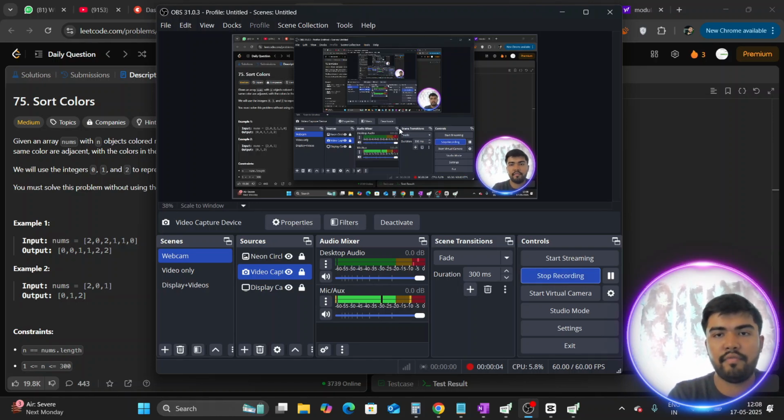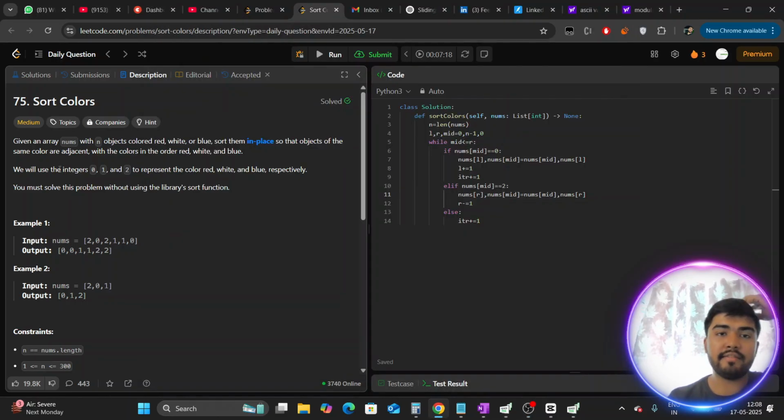So today we will solve another question from Leetcode itself. So let's get started. Yes, so today we have Sort Colors.